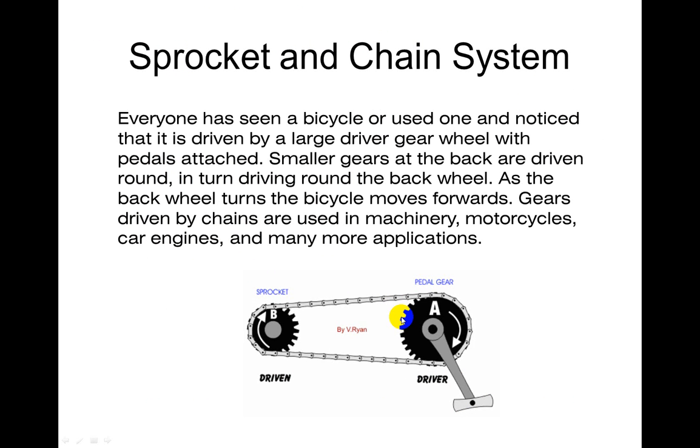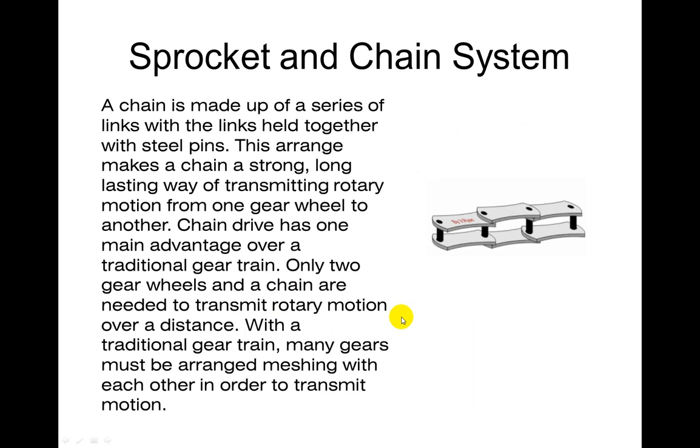Right, sprocket and chain system. Everyone has seen a bicycle or used one and noticed that it is driven by a large driver gear wheel that the pedals are attached to. Smaller gears at the back are driven round, in turn driving round the back wheel. As the back wheel turns, the bicycle moves forward. Gears driven by chains are used in machinery, motorcycles, car engines, and many more applications.